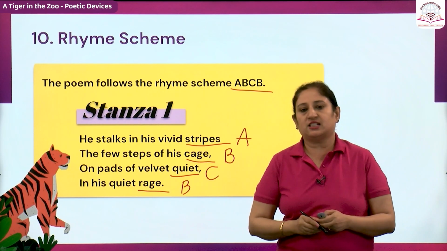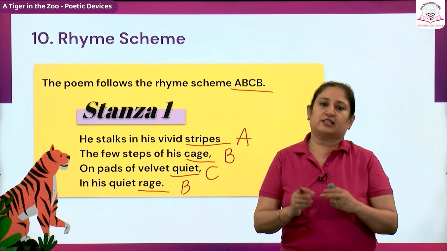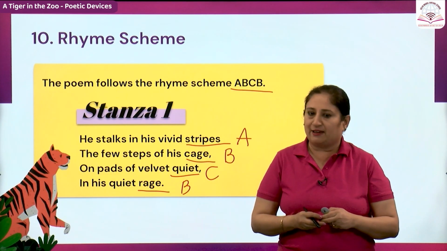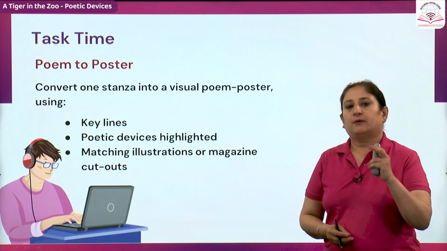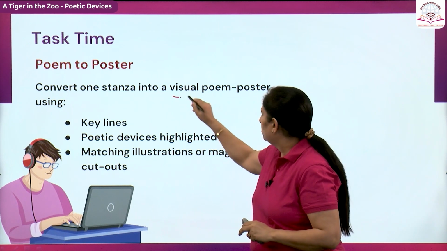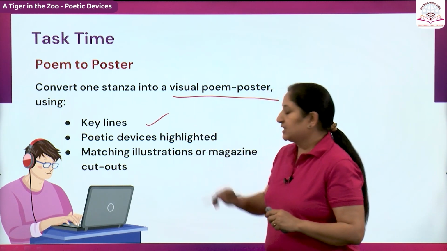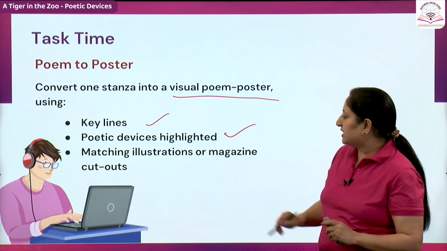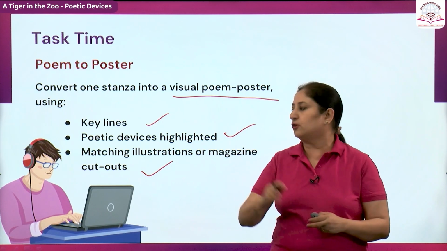So dear learners, we have seen what a poetic device is and also the poetic devices used in the poem A Tiger in the Zoo. It's time for a task now. The task is you have to make a poem into a poster. Convert one stanza into a visual poem poster using some key lines, the poetic devices highlighted, also matching illustrations or magazine cutouts.